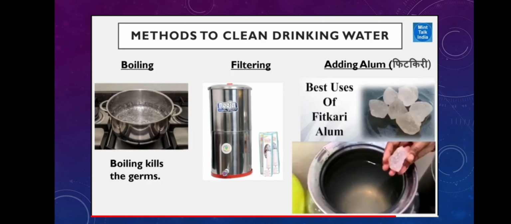Methods to clean drinking water. First, the easy process is boiling. Okay, so this boiling you can see. Then the normal filter, which is available in everyone's house. Then adding alum, also called fitkari. The best use of fitkari: if you add some fitkari or alum in the water, it can remove some impurities in the water.